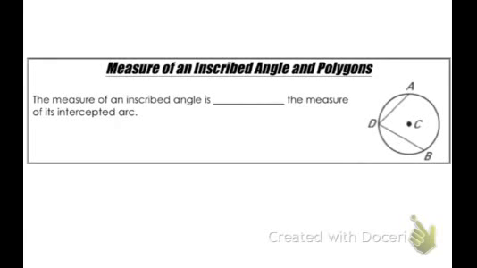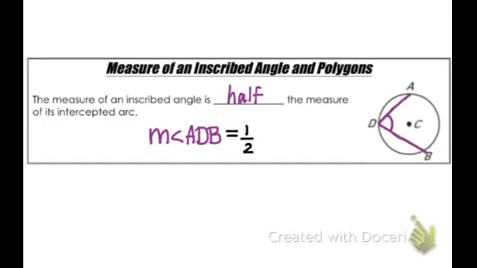The measure of an inscribed angle in polygons. The measure of an inscribed angle is half of the measure of its intercepted arc. So the measure of angle ADB is our inscribed angle within circle C. The measure of angle ADB is half of what the measure of arc AB would be. And that can go backwards as well. The measure of an arc would be twice the measure of its inscribed angle.